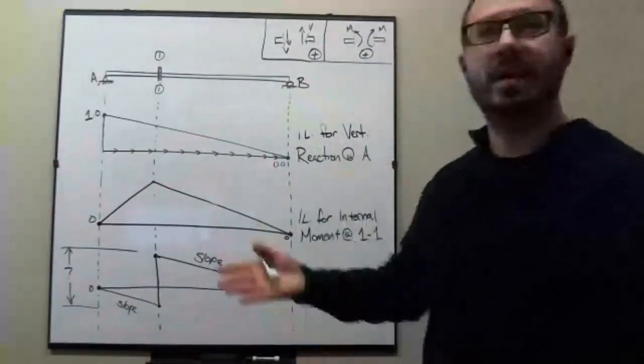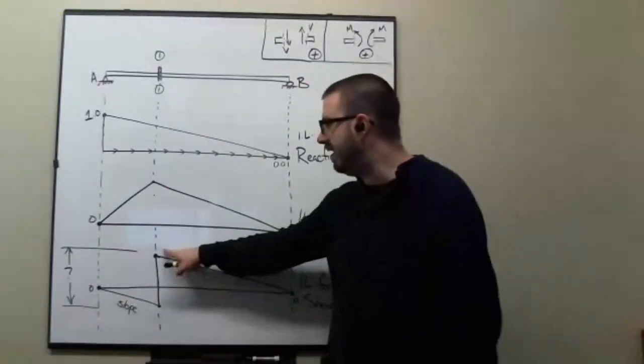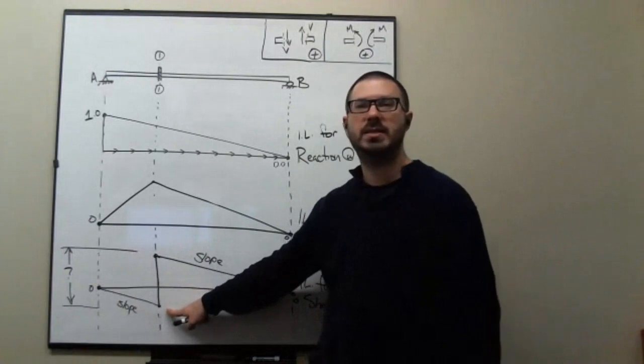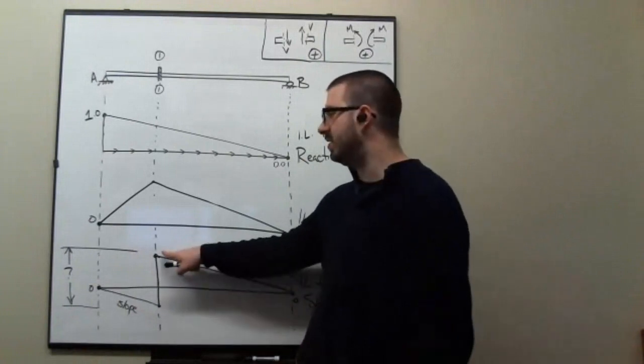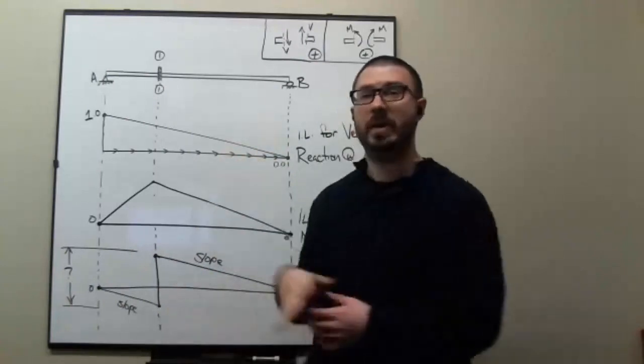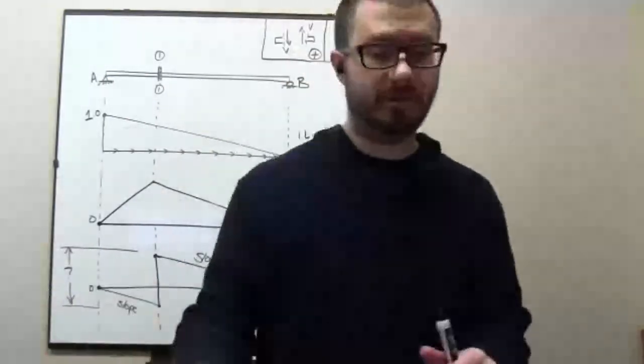So to give you some numbers, let's say that this was 3/4. This would be minus 1/4. If this was 3/5, this would be minus 2/5, so that the total jump equals 1. That's basically it for shear.